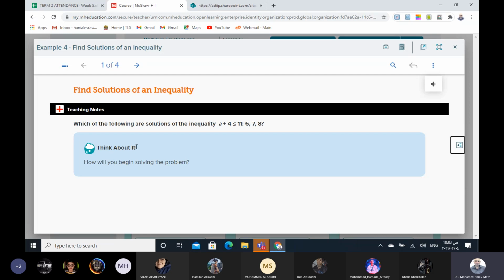The third idea, how to find the solution of the inequality. The question here, which of the following are solutions of this inequality? We have this inequality a plus 4 less than or equal 11. And we have three values. We want to choose the right solution.